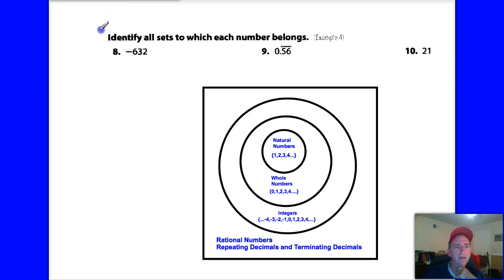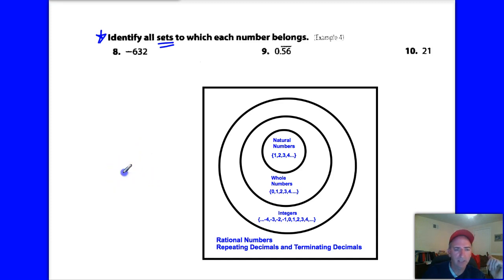It says identify the sets, and this is what I definitely want you to focus on, that you're able to do, as well as the other stuff, but hopefully that is more review for you. It says identify the sets which each number belongs to. Okay, so look what we have here. We have that picture that we did on the previous page. I wish I would have printed that picture on this page for you, but you can just flip back to it.